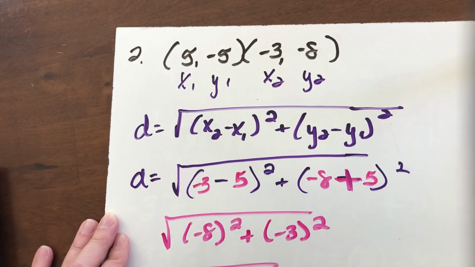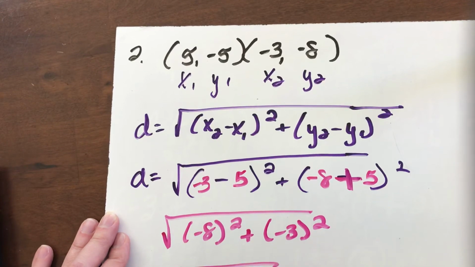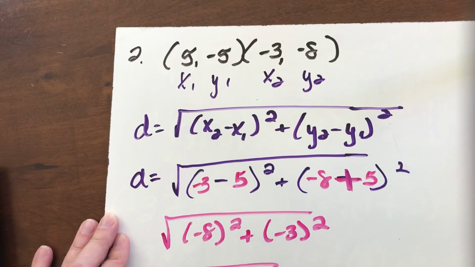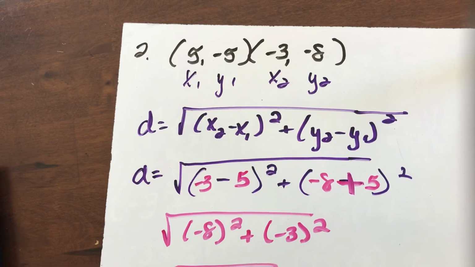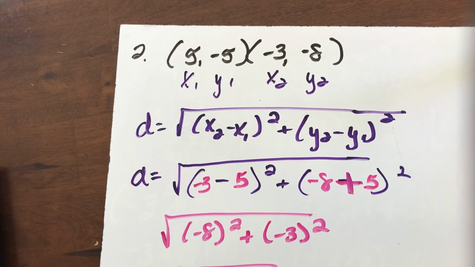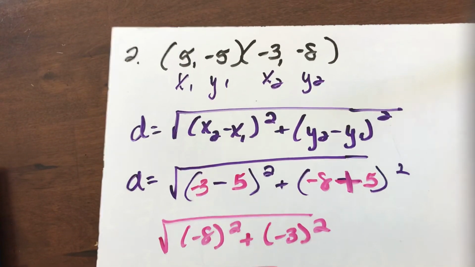Well, negative 8 squared is 64. Negative 3 squared is 9. 64 plus 9 is going to be 73. And then I take the square root of 73, and I get 8.5. Okay? All right, so that's distance.